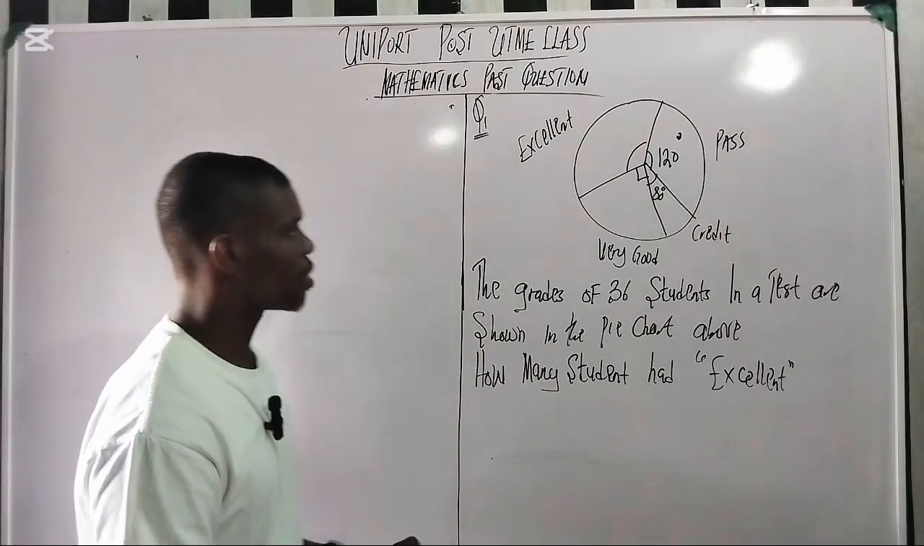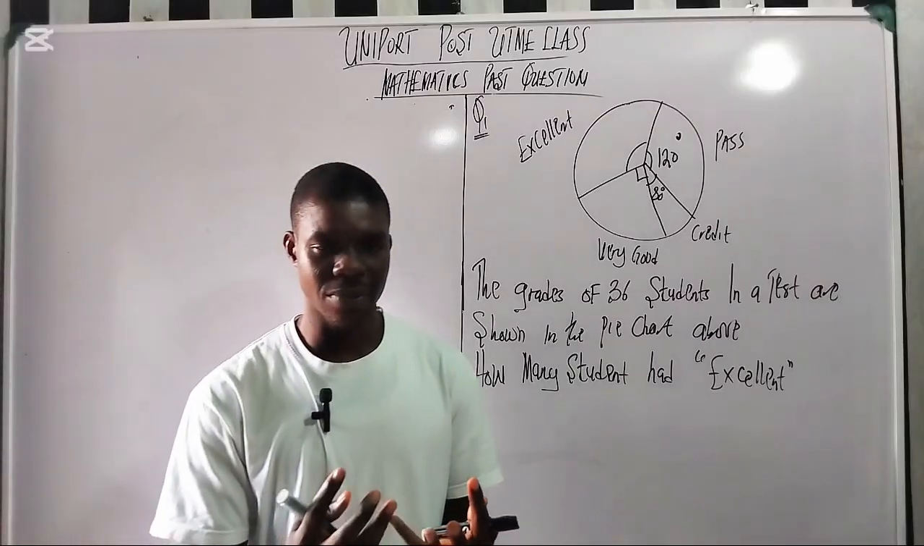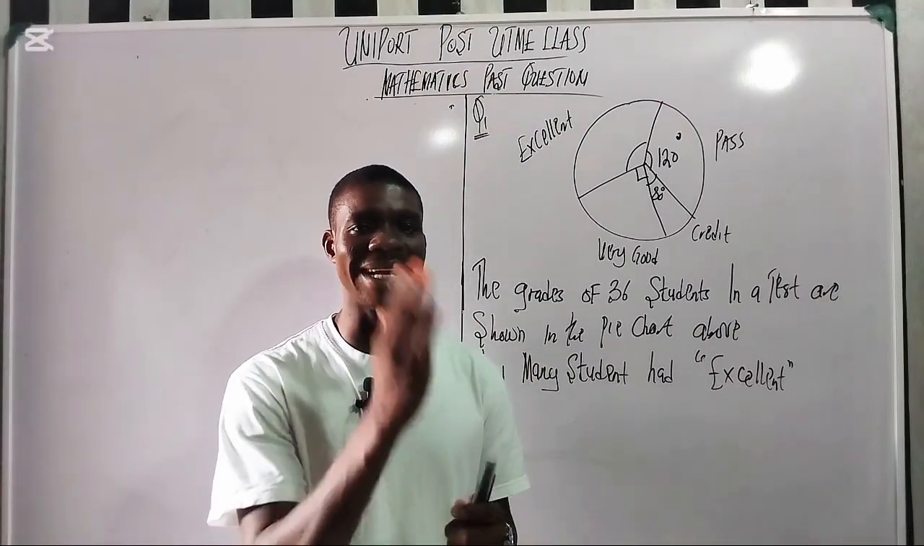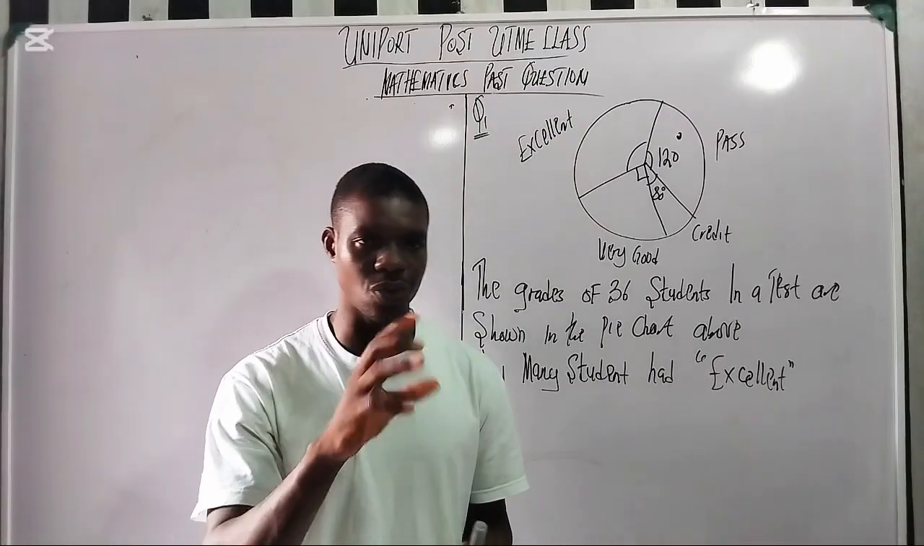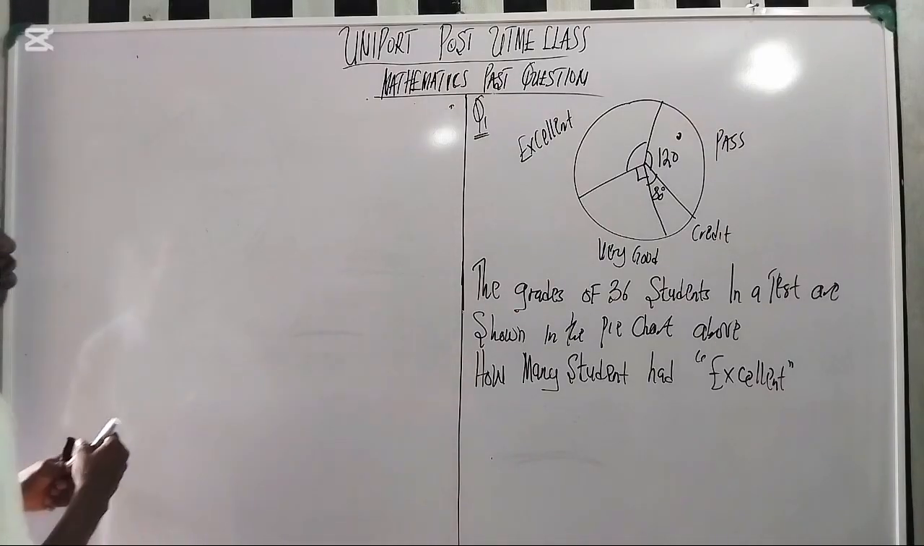Right? So let's look at what a pie chart is. Now, a pie chart represents a circular diagram. A pie chart represents what? A circular diagram that is divided into slices. Each of these slices represents what? A sector. Now, I want to break it down. So when we talk about pie charts, we talk about pie charts.